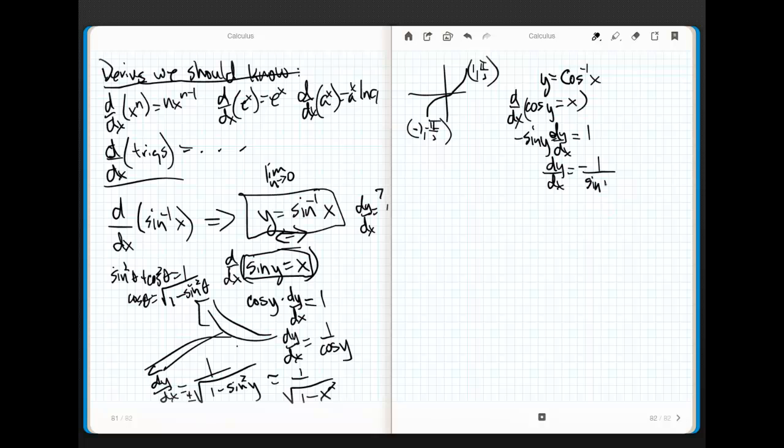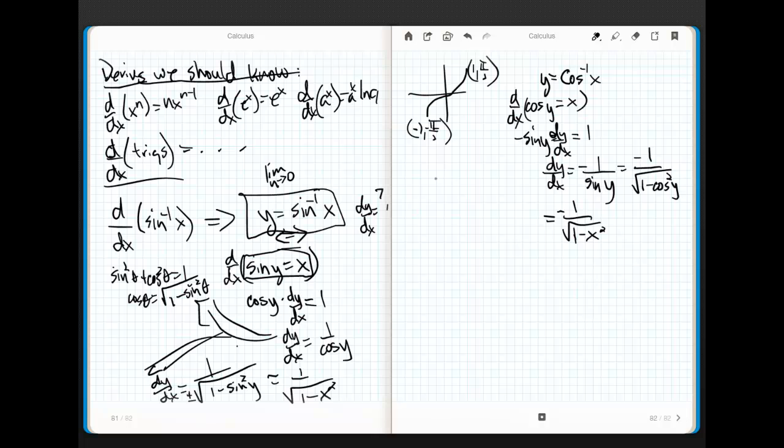Now I'm going to use the exact same trick. I know that this is equal to -1 over the square root of 1 minus cos squared y, right? I know cos y equals x, so this just ends up being -1 over the square root of 1 minus x squared. That's a great tool, isn't it?